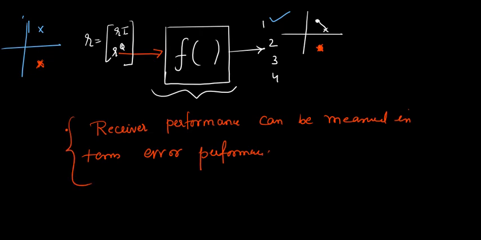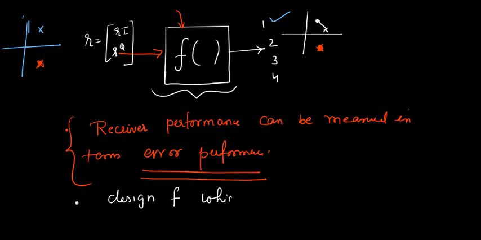Yeah. So your function should be such that its error performance is better. Best performance means the error is minimum, right? You should try to design your F which minimizes the error, right?